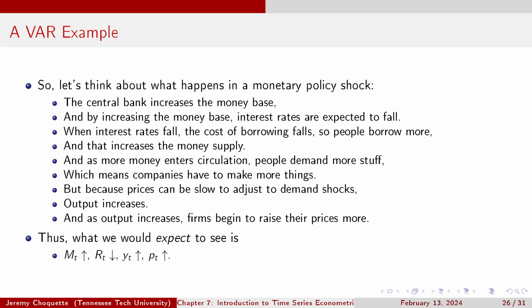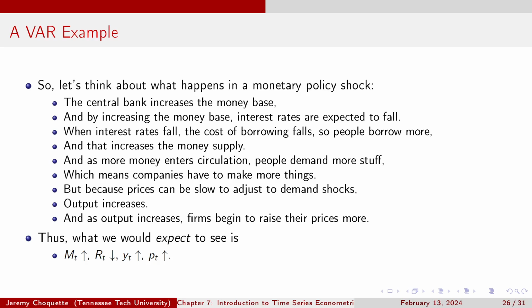That increases the money supply. So you get more money entering circulation. People are demanding more stuff because they've got more money in their hands. So companies have to make more things. Now, prices are generally a little slow to adjust to demand shocks. Thus, if prices can't fully adjust immediately, output has to increase. And as output increases, firms will begin to raise their prices a little bit more because it's still in response to a demand shock.